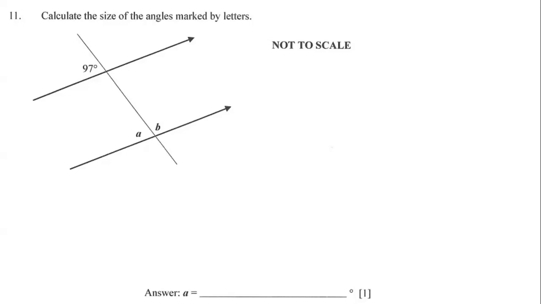97, 90. A is a letter. I know A is a letter, but what is A? What's the measurement of A? All right, so what did y'all put for this one? For A? 97. I put 97. 83. Put 83.